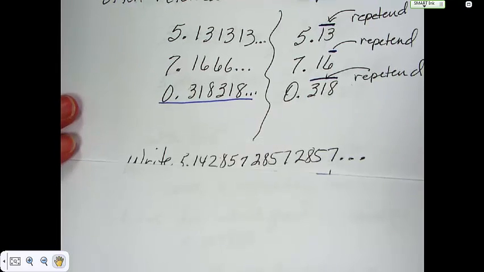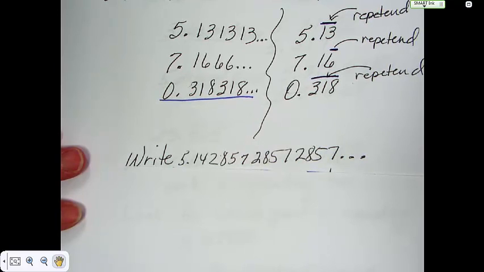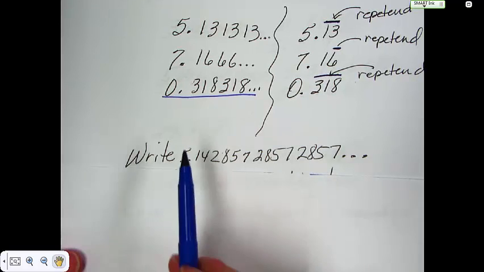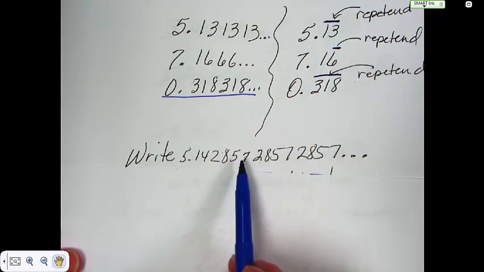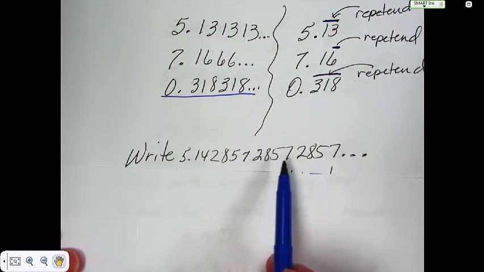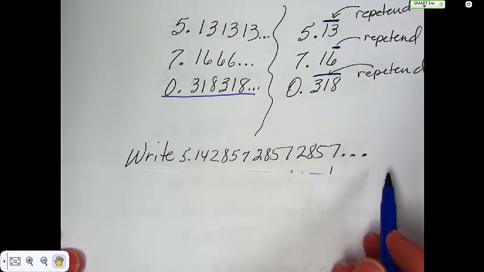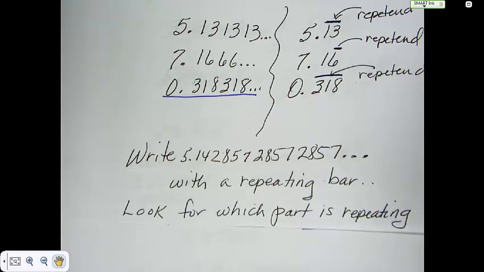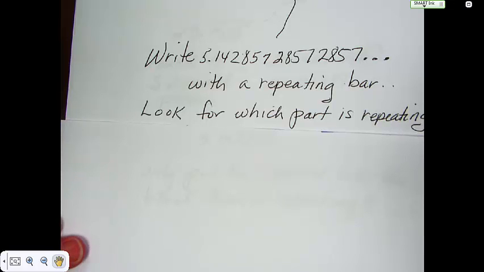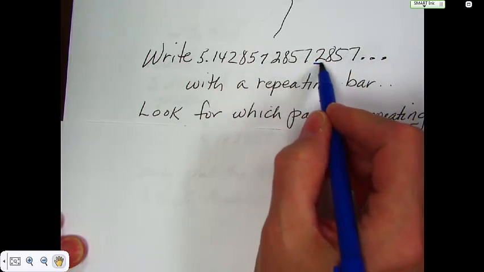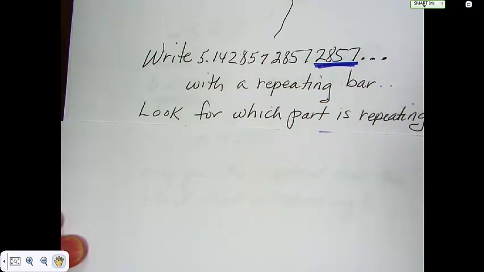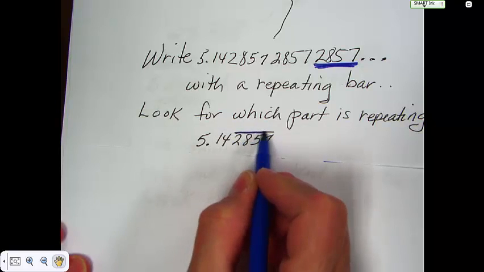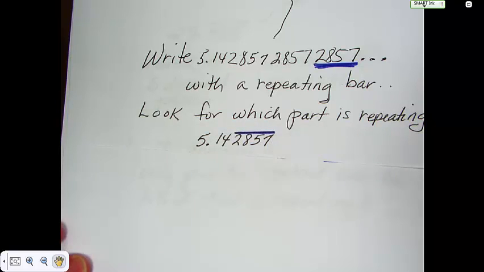Okay, let's just look at a decimal that looks really complicated, and obviously it has some sort of pattern if you kind of look at it. It's got 5.142857285728. Oh, I think we see the pattern here. So we're going to write it as a repeating decimal with a repetend. I'm going to write it with a repeating bar, and we have to look to see what's repeating. Well, I think we can see it's this 2857 right here, right? So here's what we write. 5.14, and then we put the repetend only over the 2857.